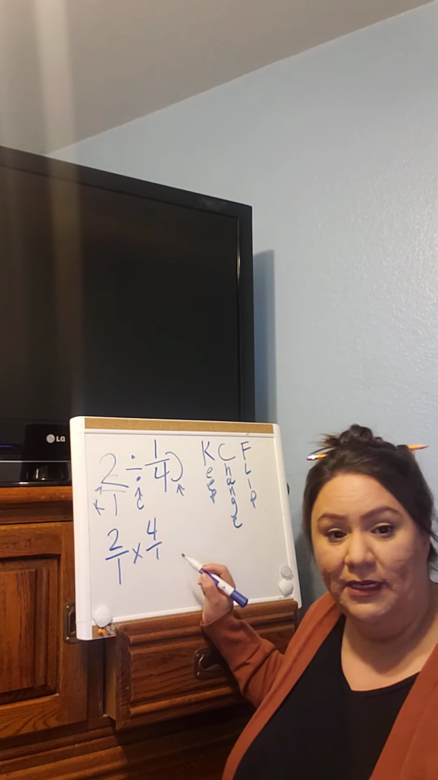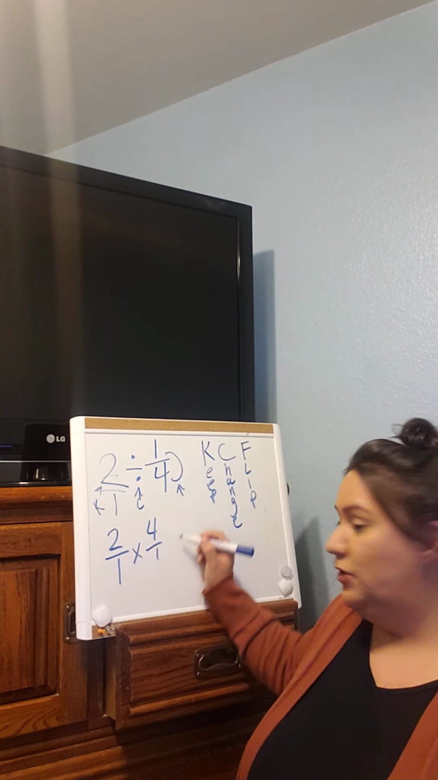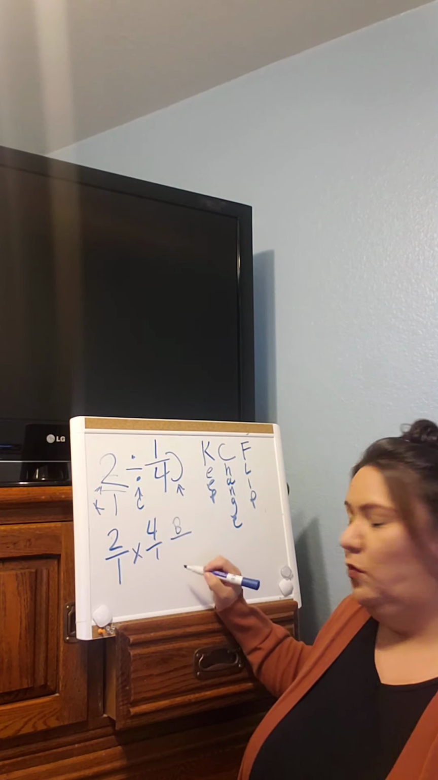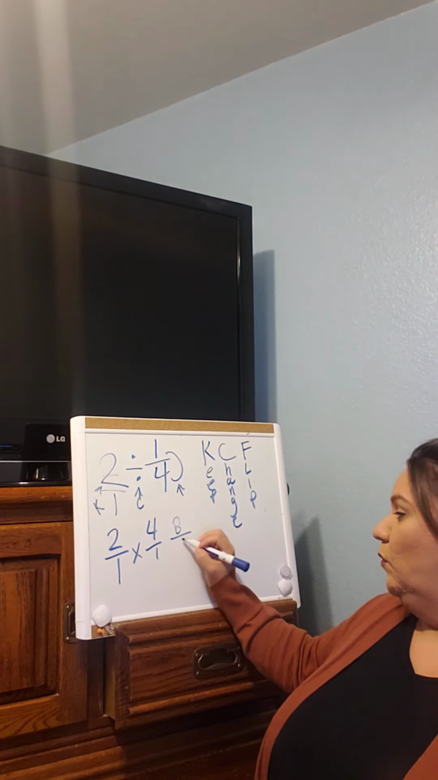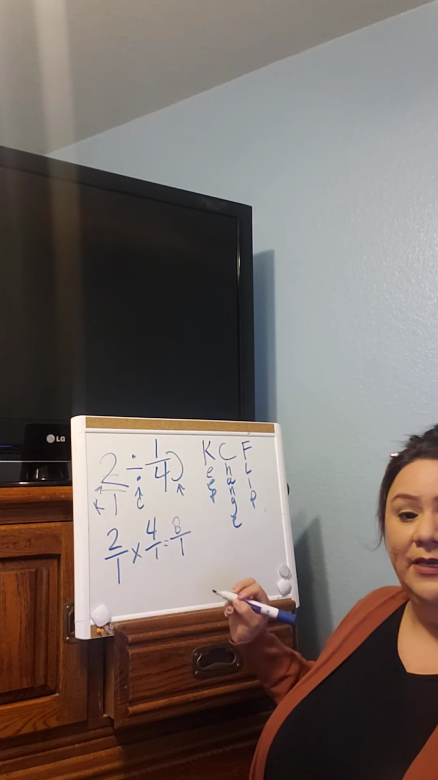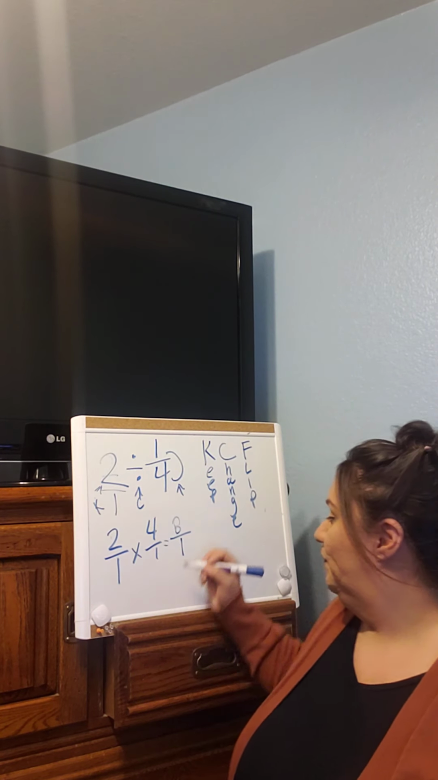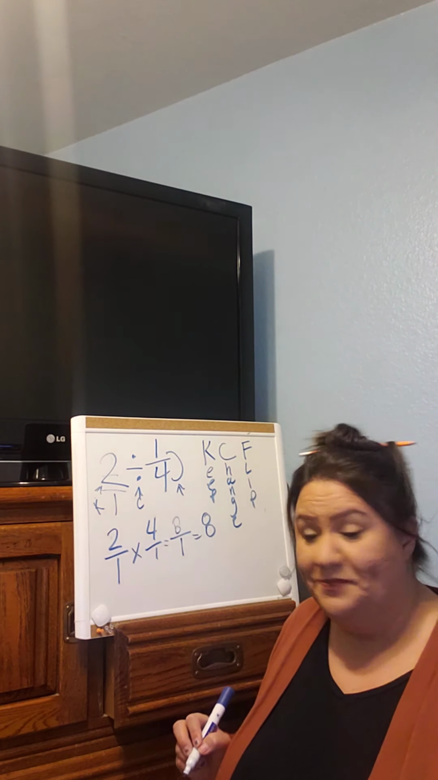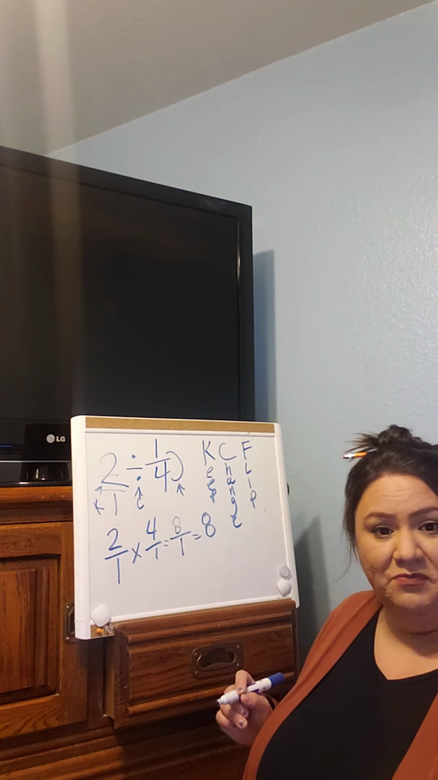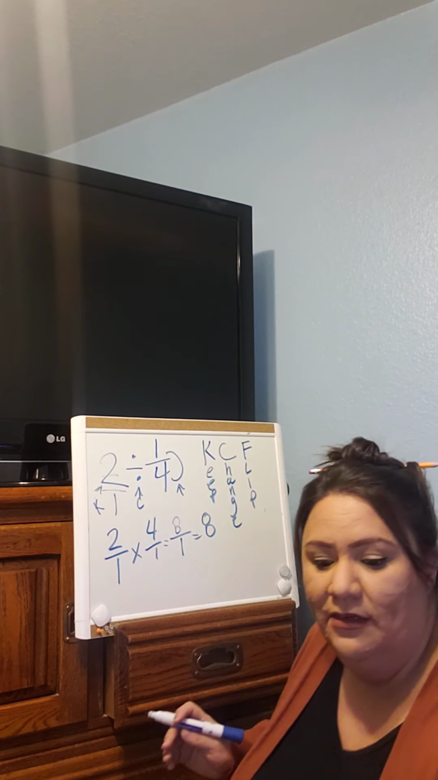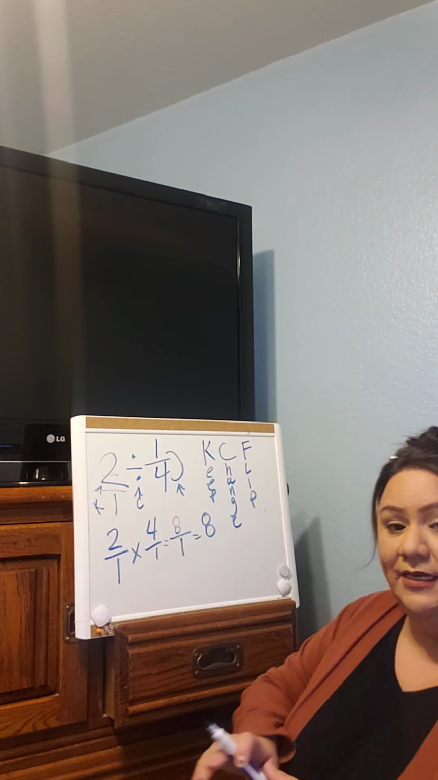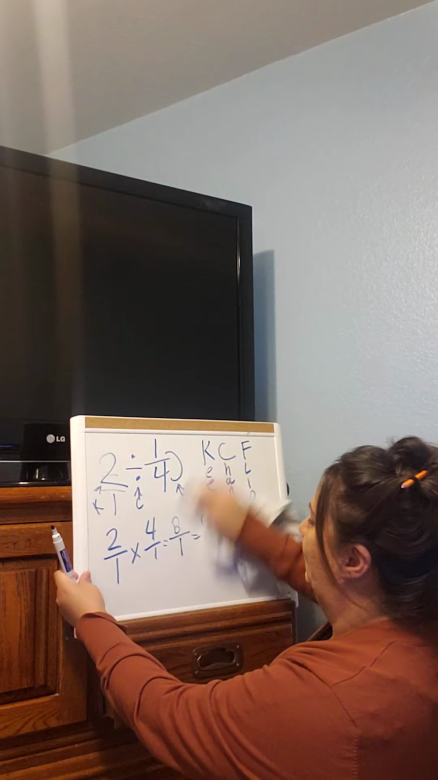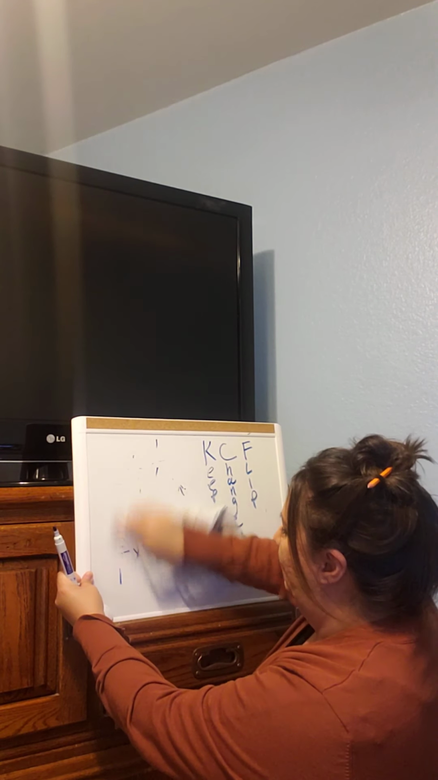And now we just multiply straight across. So 4 times 2 is 8. 1 times 1 is 1. So it's going to be 8/1, or simply just 8. So that's pretty simple stuff, right? As long as we remember the keep, change, flip, we should be able to get that done. So let's try another one.